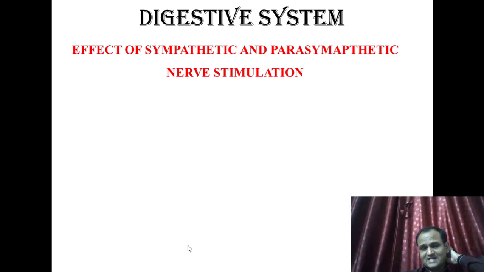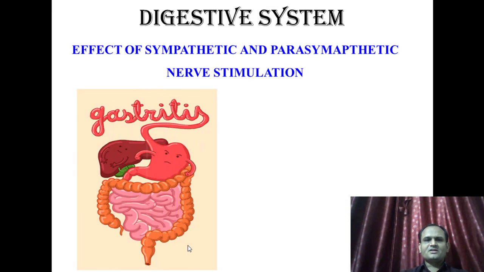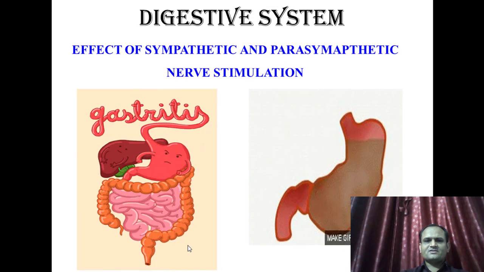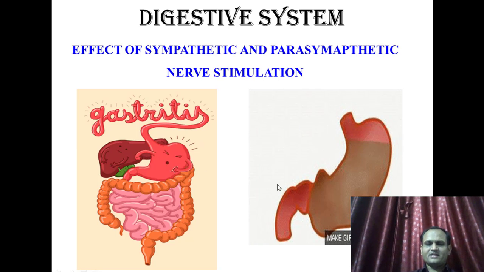Now the last part of our discussion: what is the effect of sympathetic and parasympathetic nerve stimulation? So far we saw that a large number of sympathetic and parasympathetic nerve fibers reach the muscular layer and the submucosal layer. What is their effect? Their effect is on gastrointestinal motility and gastric acid secretion.